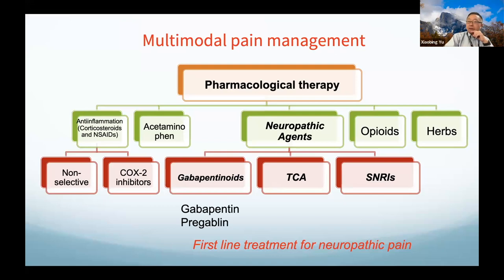So gabapentinoids is probably the most prescribed neuropathic agent in the world because of its safety profile. The major one, gabapentin, another name called Neurontin, and pregabalin is another one. It is a calcium channel blocker. TCA, some of you probably remember, is amitriptyline, nortriptyline, which has been on the market for a long time. SNRI, the duloxetine, and the venlafaxine, all right?